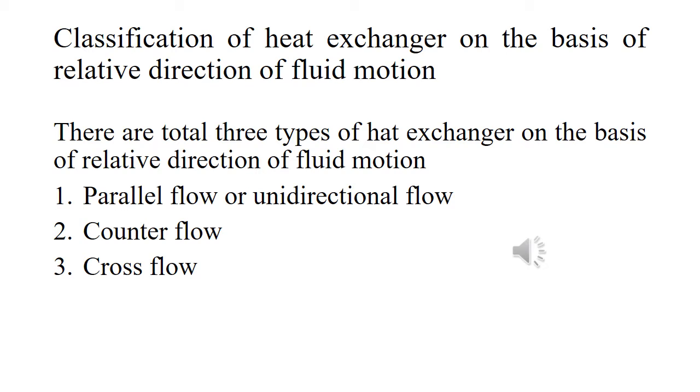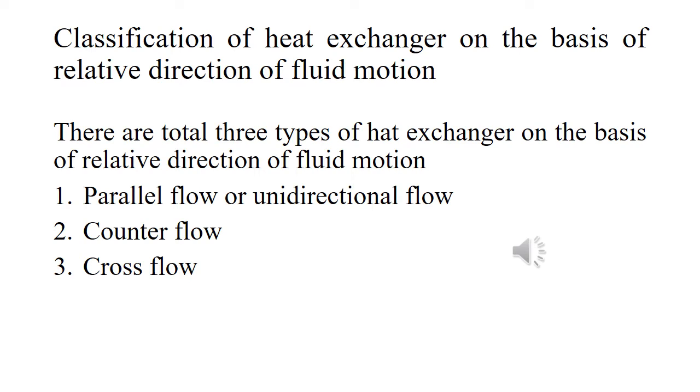So, as we saw in the last video, heat exchangers are classified on the basis of four types. The first one was nature of heat exchange process, second is relative direction of fluid motion, third one is design and constructional characteristics, and fourth one was physical state of fluid. In the last video, we went through the types of heat exchanger on the basis of nature of heat exchange process. Now, in this video, we will see the classification of heat exchanger on the basis of relative direction of fluid motion. According to that, there are three types of heat exchanger.